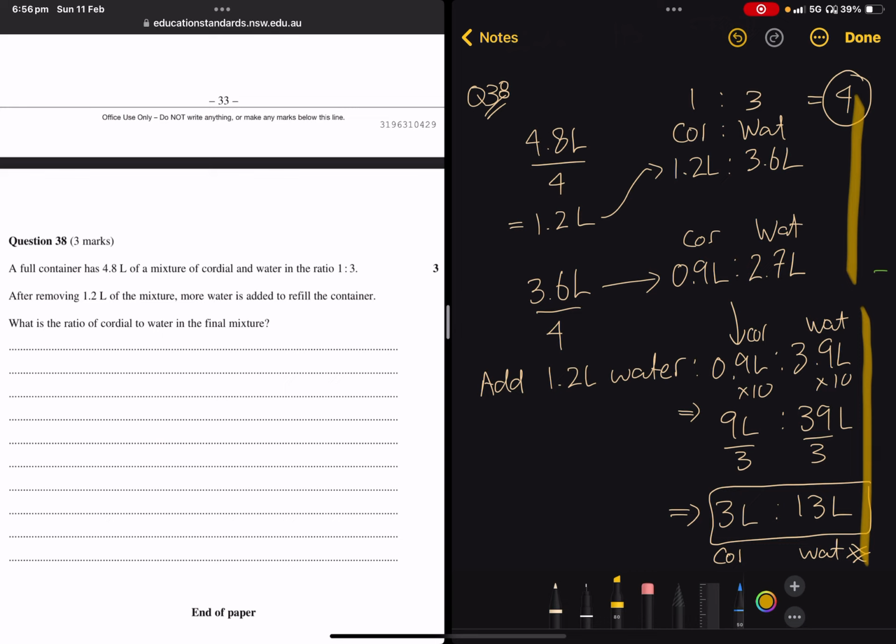So this is one way that we went about this question. This was the way I went about this question. There's a few other ways you could have done it, some of them involving fractions, some of them involving slightly different representations of ratios, but this is roughly what we're after.